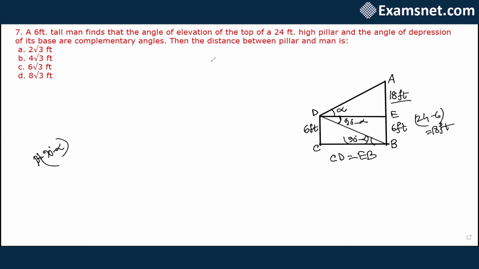Here we are required to find the distance between the pillar and the man. That means CB. Also, according to the diagram, we can say CB equals DE, correct? So let's start with the solution.